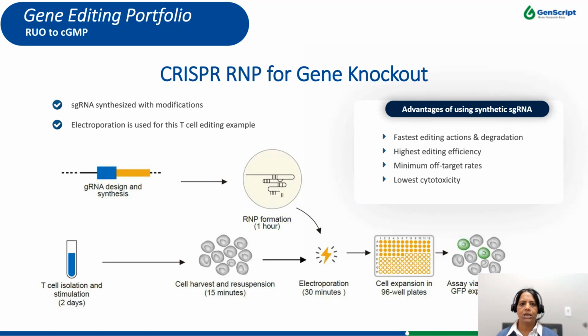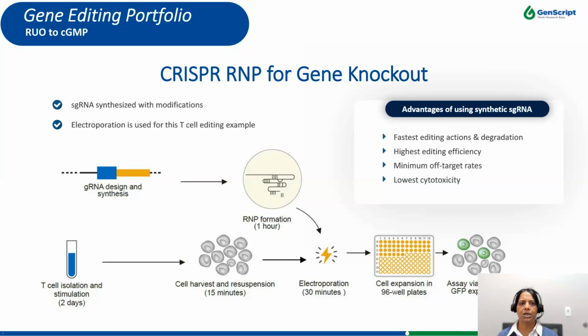Let's begin with the CRISPR RNP for gene knockout. So the process is straightforward. Chemically synthesized guide RNA is combined with the Cas protein to form the RNP complex, which is then delivered into cells to knock out the gene.